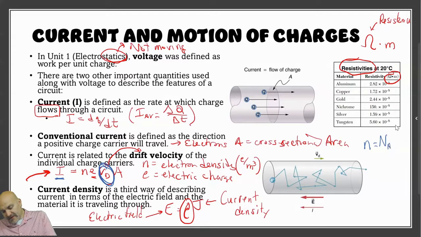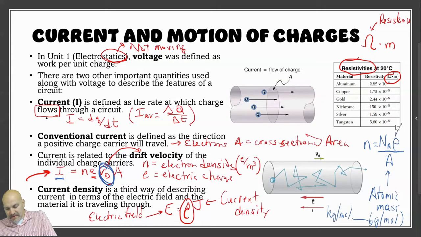And so to find that, you're going to use Avogadro's number times the density of the material divided by the atomic mass of the material. You do have to be careful though, because atomic masses are usually given in grams per mole. You need this to be in kilograms per mole. This is not resistivity, this is the density of the material. And the N sub A is Avogadro's number, 6.022 times 10 to the 23. It's like number of particles per mole.